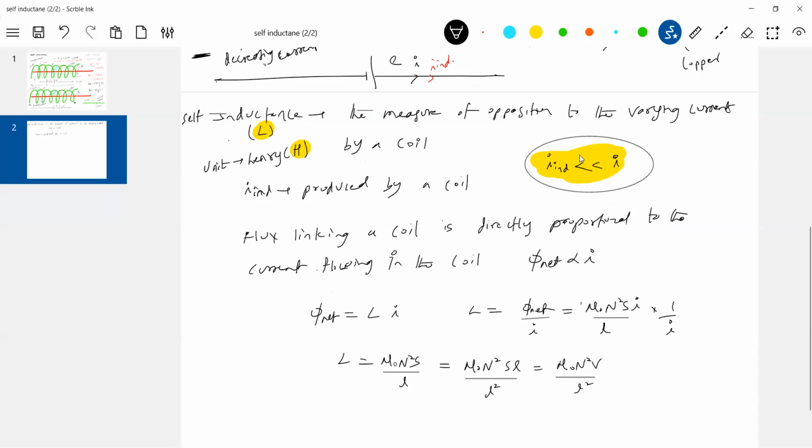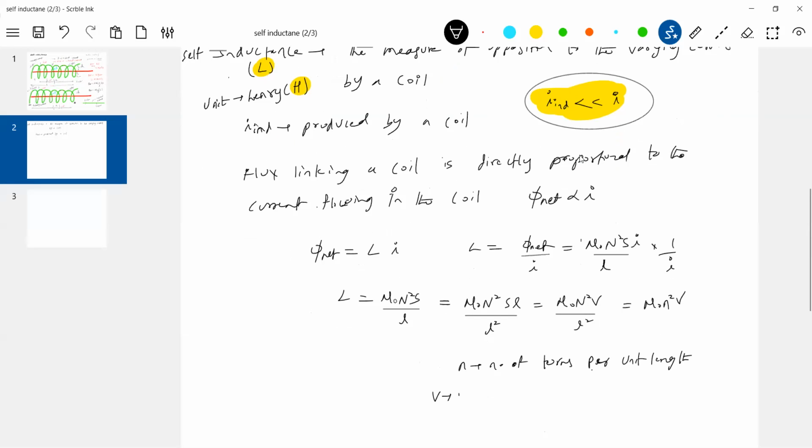N by L is the number of... So what is small n? Small n we should call it as number of turns per unit length. And what is V? V is called the volume of the solenoid.